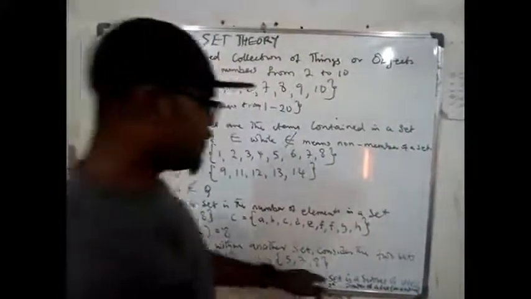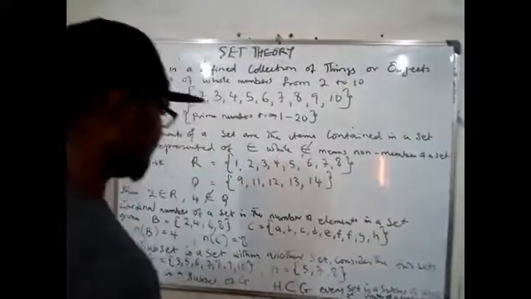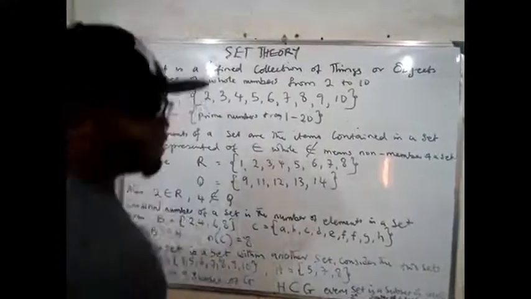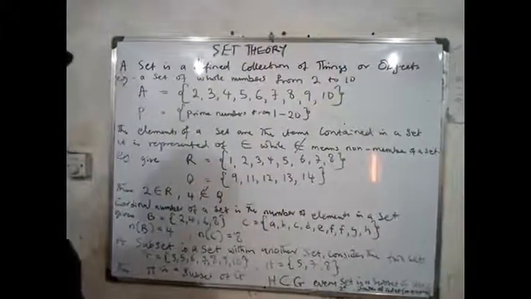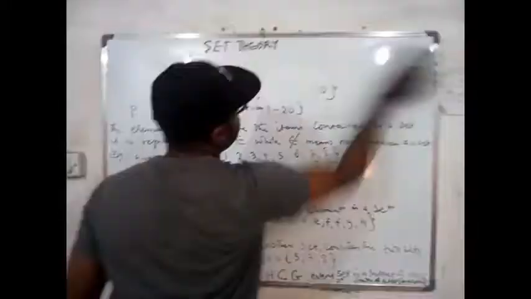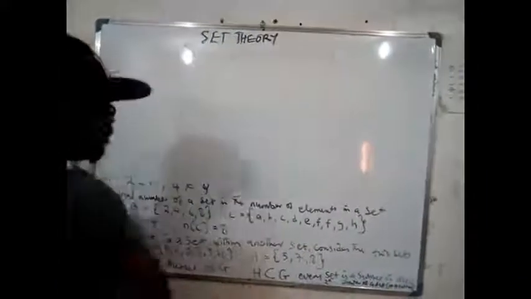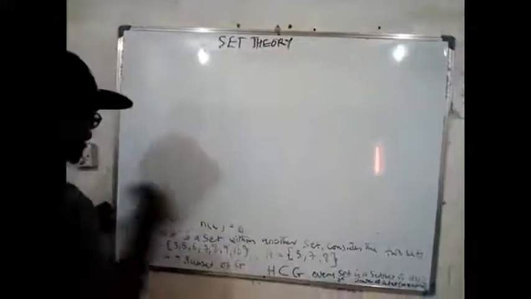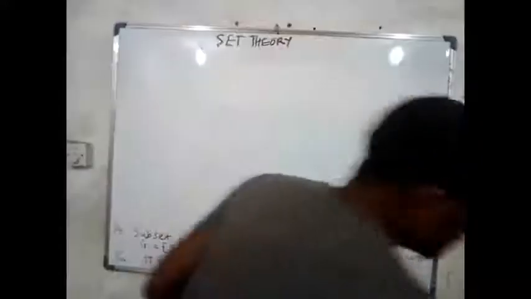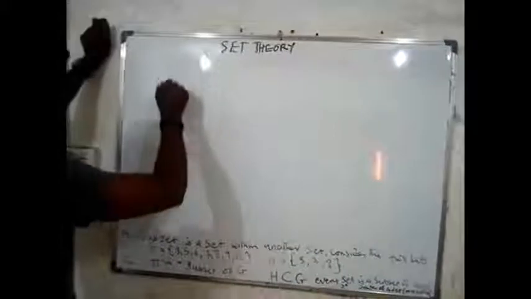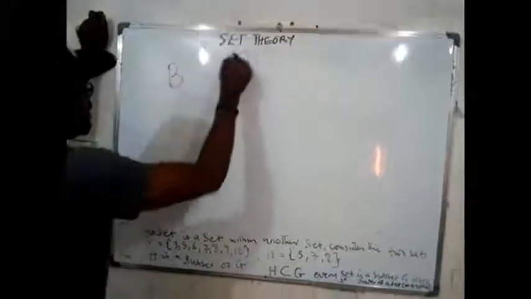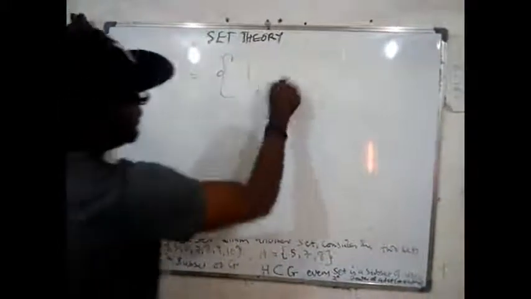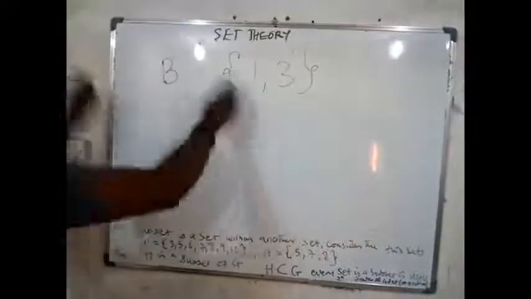Now, every set is a subset of itself. Let's explain this. With that, it brings us to another point known as power of a set. Say set B to be this 1 and 3. What are the subsets of this?